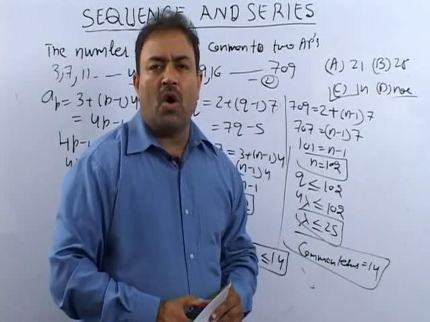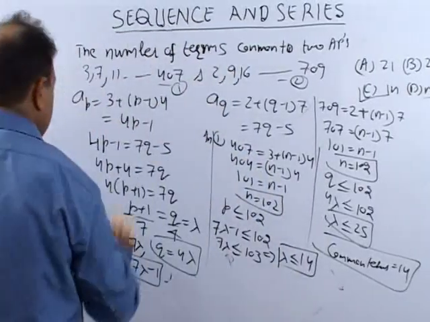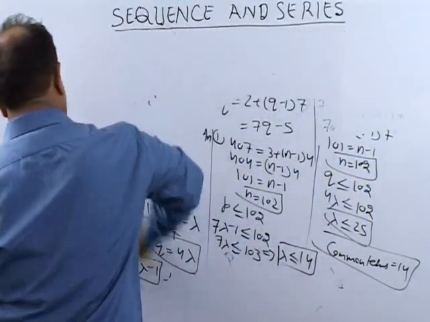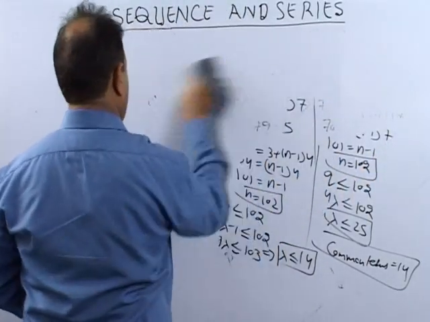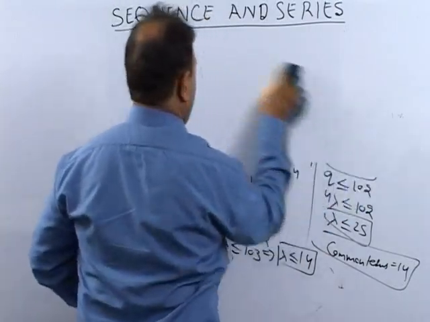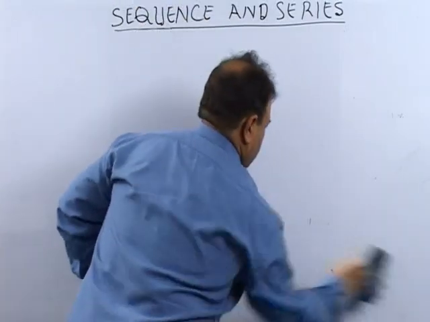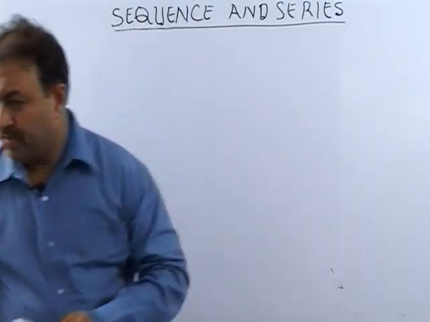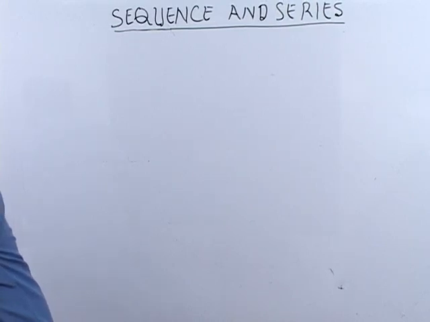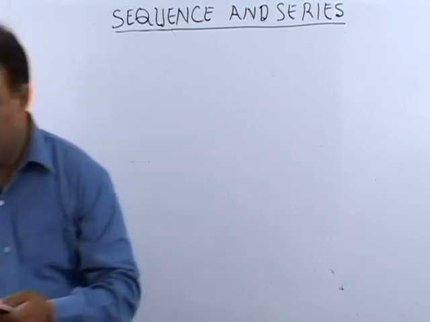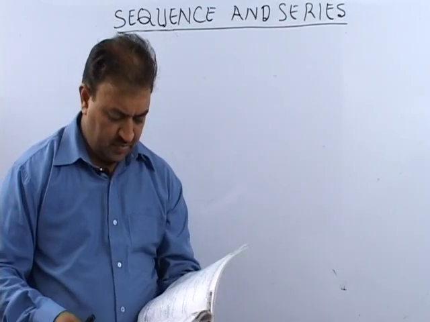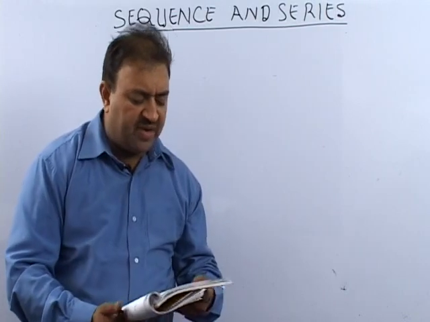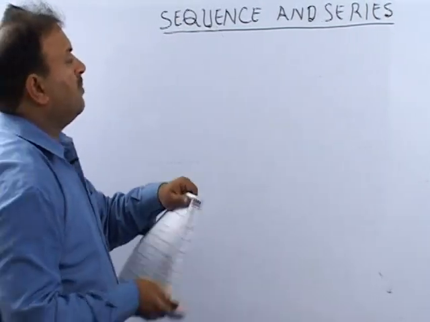Now the next problem of AP is, then this is question number 27 of our booklet. Question number 27 is what?